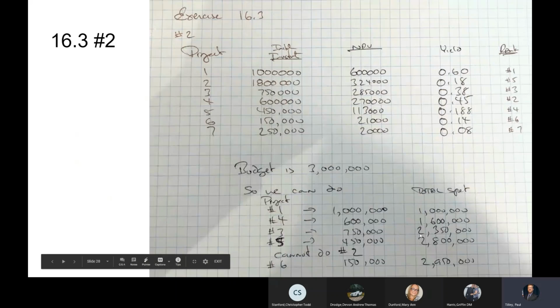We've got about $650,000 left, so we need to find a project that's under $650,000. And number 5 is the best option, so we pick it. So effectively, that's just a mechanical process of ranking. Okay, so that's what capital rationing is. It's just a ranking system. So I've got a couple examples down there.